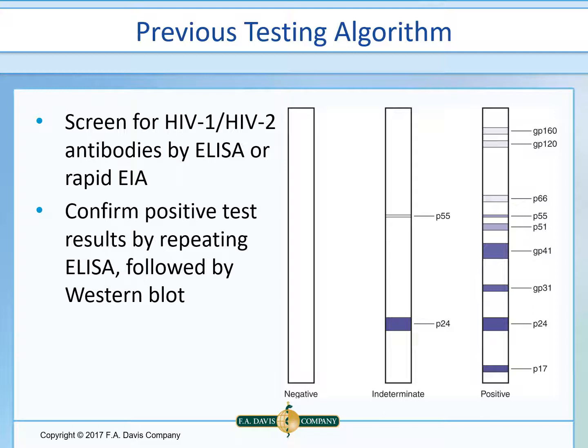In 2004, the previous recommended algorithm was a rapid HIV antibody test using the ELISA or EIA methodology. This method was screening for HIV-1 and HIV-2 antibodies. Any positive results were required to be confirmed by HIV-1 Western blot.